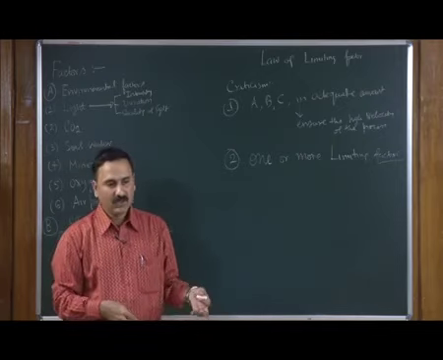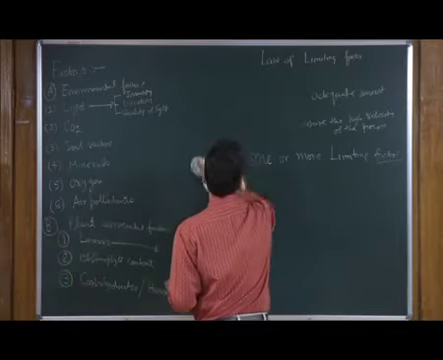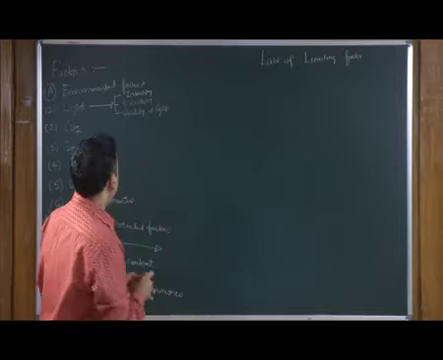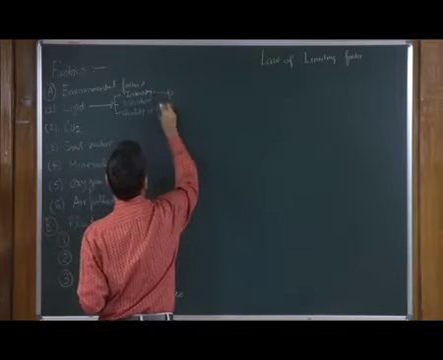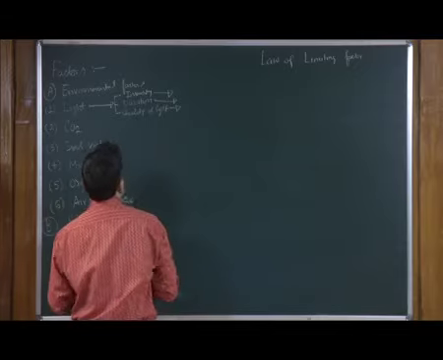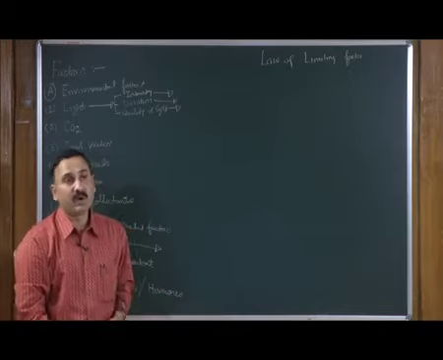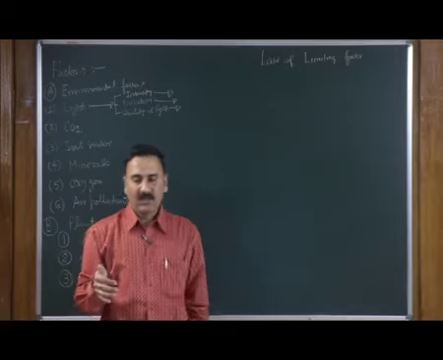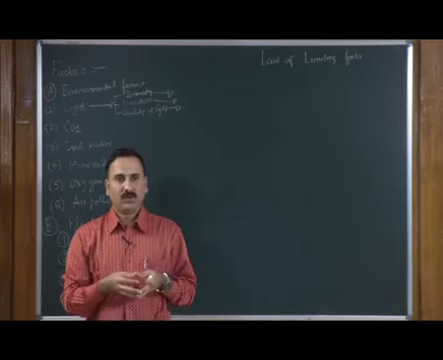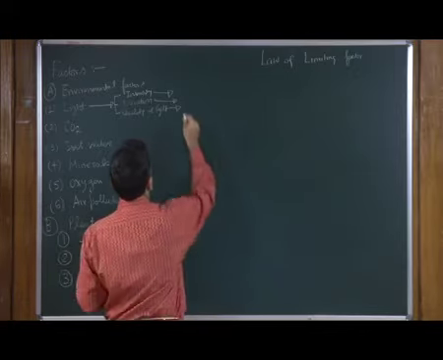Now let us continue with our discussion about the different factors. The first factor we are going to take is light. Within light, you can have three parameters. One is called intensity, the second is the quality of light, and the third is the duration of light. All these three parameters, intensity, duration and quality of light which the plant is getting, are going to affect photosynthesis in a big way. So let us see how these are affecting photosynthesis. We will discuss first the intensity.